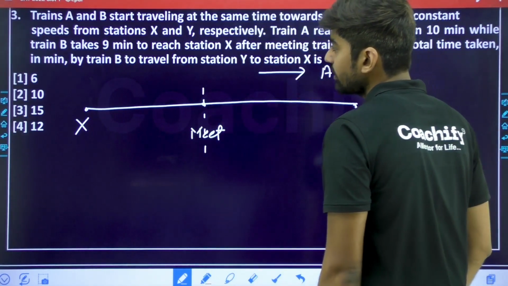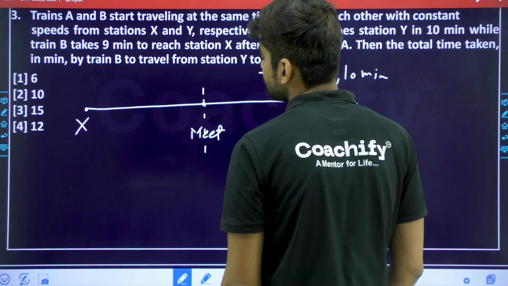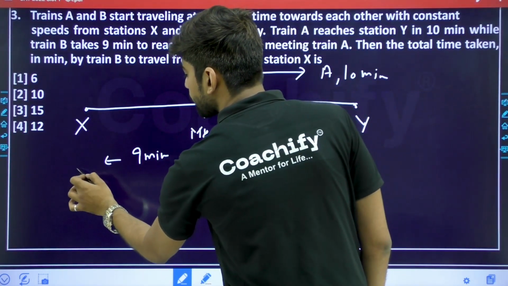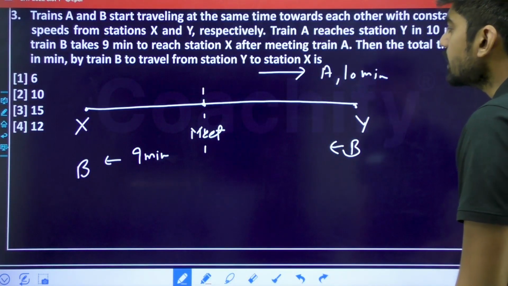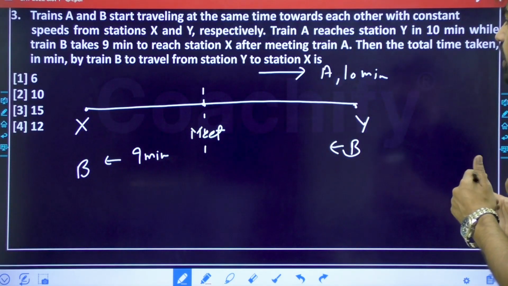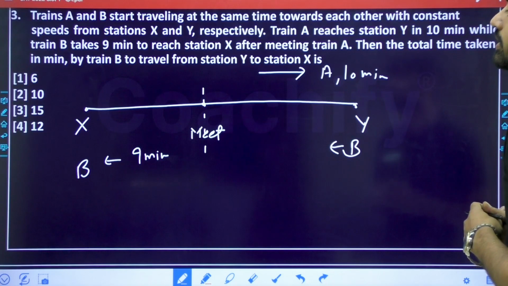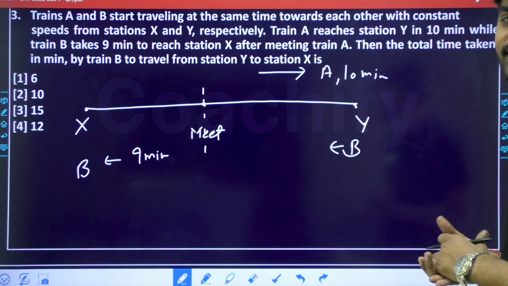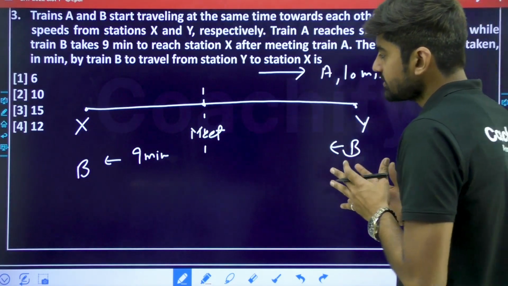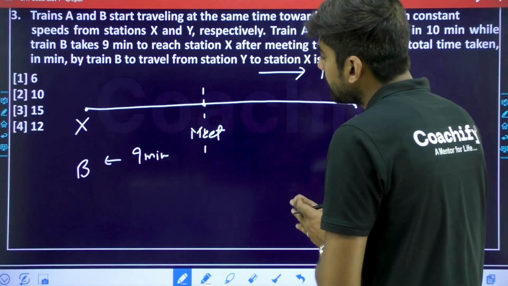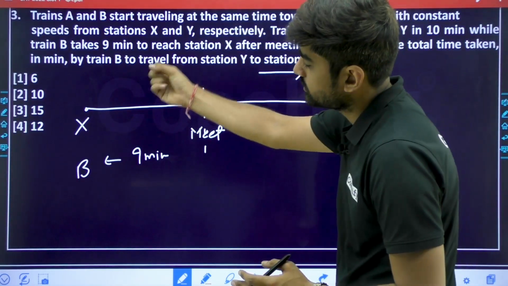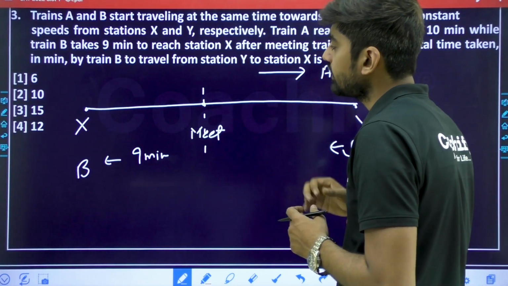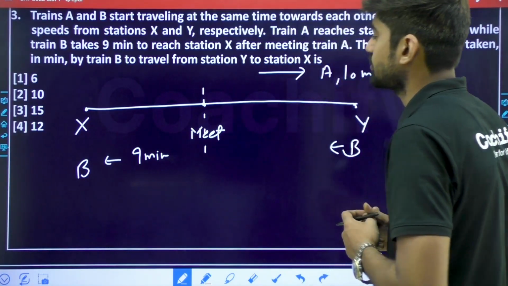Now, the question says train B takes 9 minutes to reach station X. So this time is given as 9 minutes for train B. And the question is asking: find the total time taken, in minutes, by train B to travel from station Y to station X. That's a good question. You have to find the total time taken by B from station Y to station X when you are provided with a total time of 10 minutes for A traveling from station X to station Y.